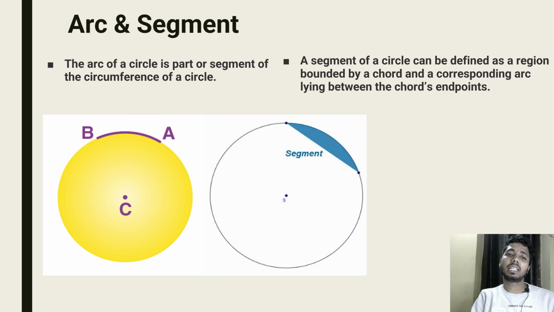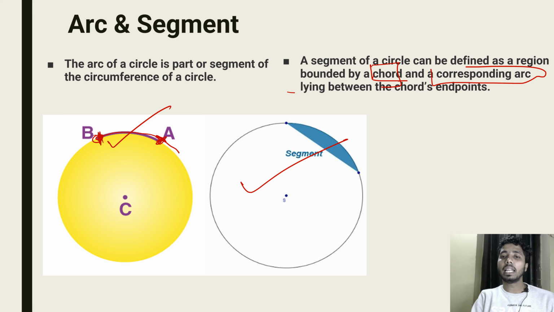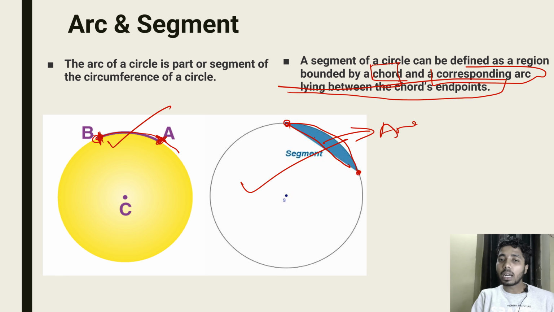What is an arc? Basically, an arc is a part of the circumference. As you can see, this part of the circumference is known as an arc. And what is a segment? A segment of a circle can be defined as a region bounded by a chord and the corresponding arc lying between the chord's endpoints. We can say the endpoints of this chord are these, and the chord and arc are this. Means the area between the arc and chord is known as a segment.